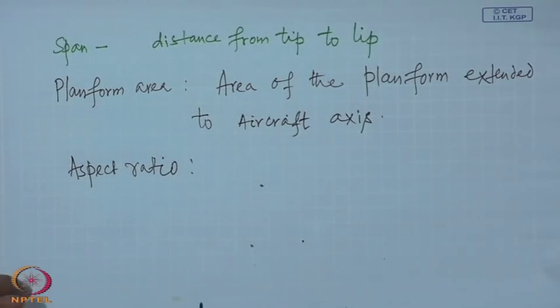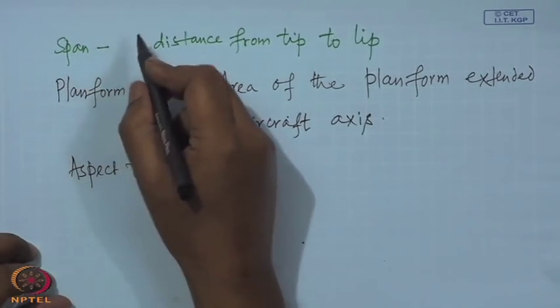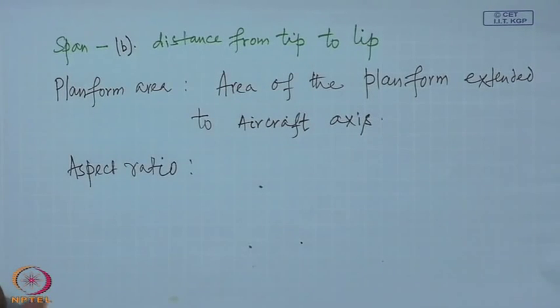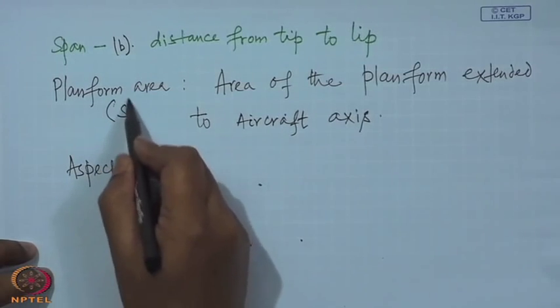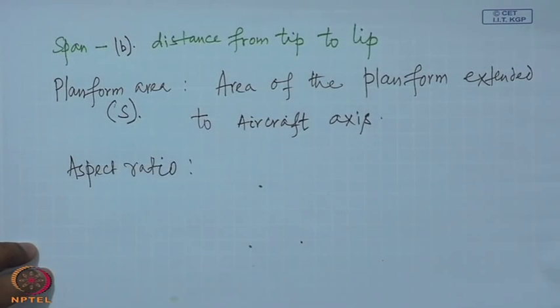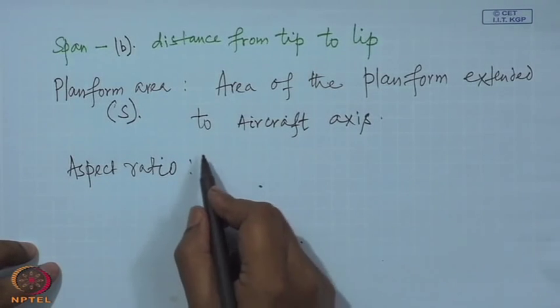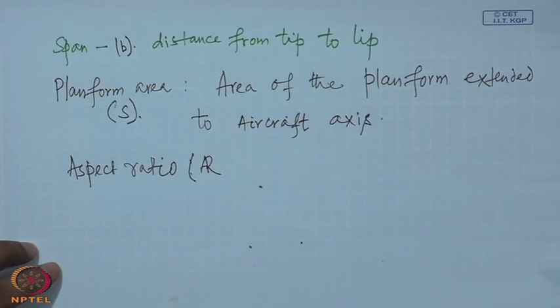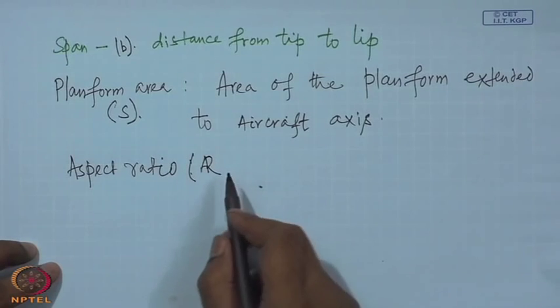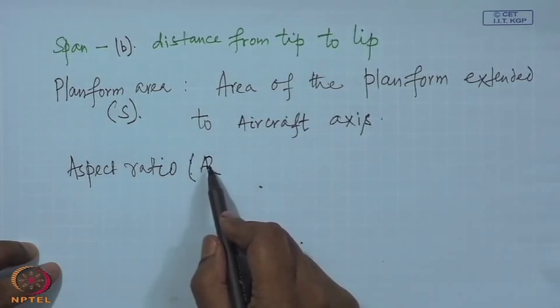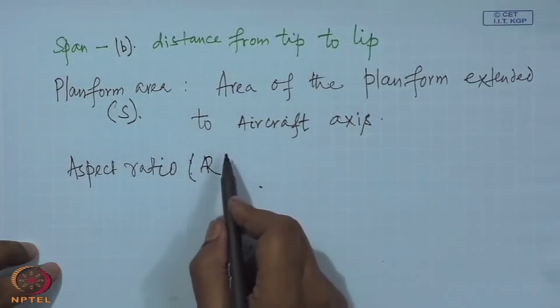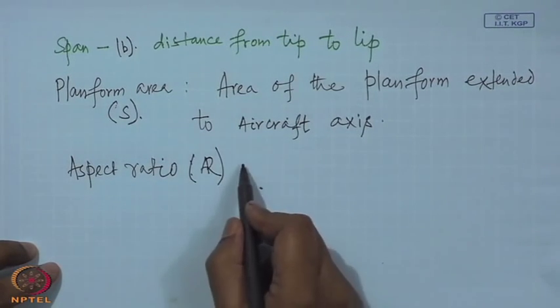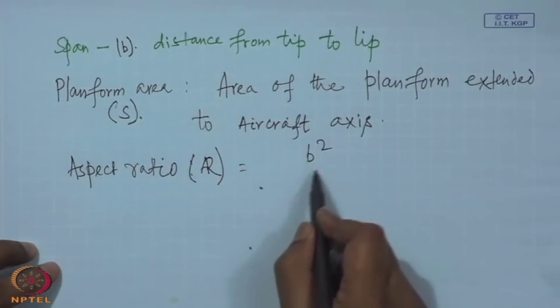There are common aerodynamic notations for these quantities. The span is usually denoted by b, more or less a universal notation. The planform area is denoted by the letter S, capital S. The aspect ratio is most often denoted by AR. In some cases, you will find only A also. But most often it is used as AR, and that is the notation we will also follow. It is simply b square by S.